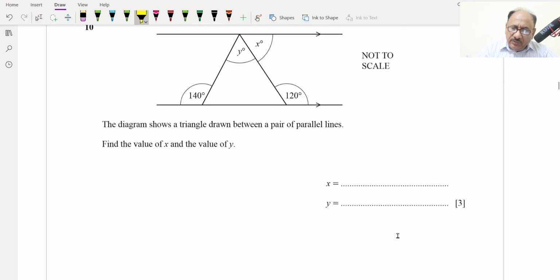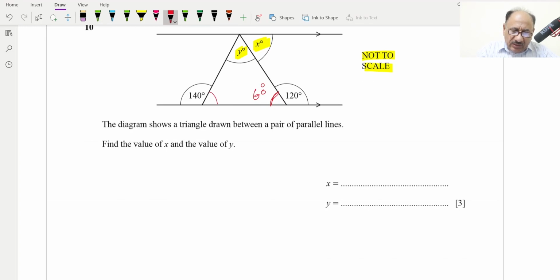Now question number 10. Diagram is provided. Keep in mind this is not to scale. We can't measure the angles, and we have to find x value and y value. So we know that this plus 120 is angle on the straight line, so they will be adding up to 180. So we can write this one as 180 minus 120, and 180 minus 120 will be 60.